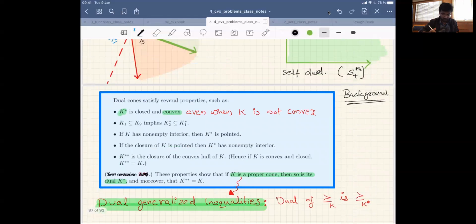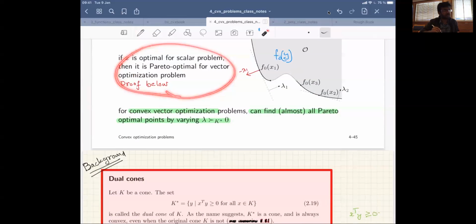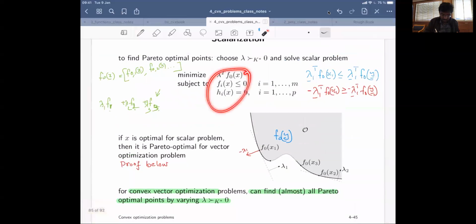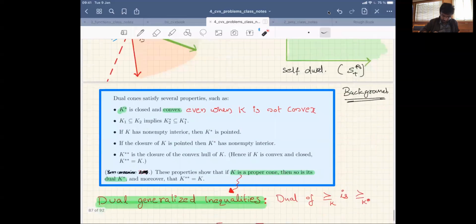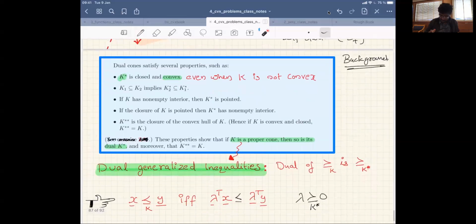Yeah, so some properties of the dual cone. Why are we saying this? Because this is required to prove the statement we made here, which says that if you have an optimal point for the scalar problem, then that will be the Pareto optimal point of the original vector problem. So some properties, this is from our textbook. K star is convex, even if K is not convex. There are other properties you can read, but also, if K is a proper cone, then the dual cone is also a proper cone. These are two important properties.